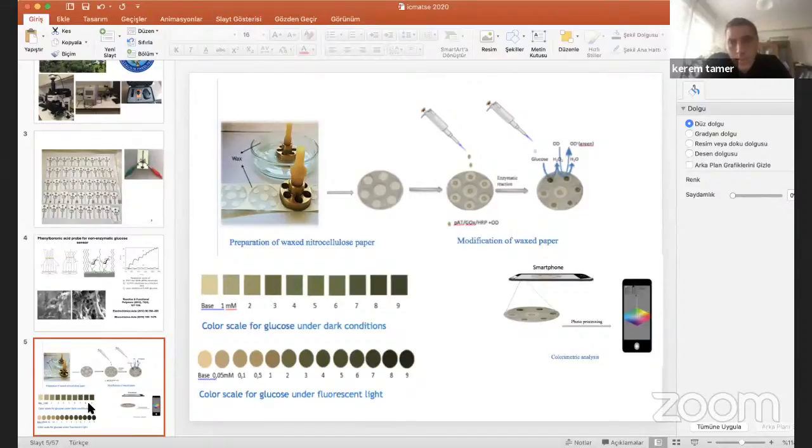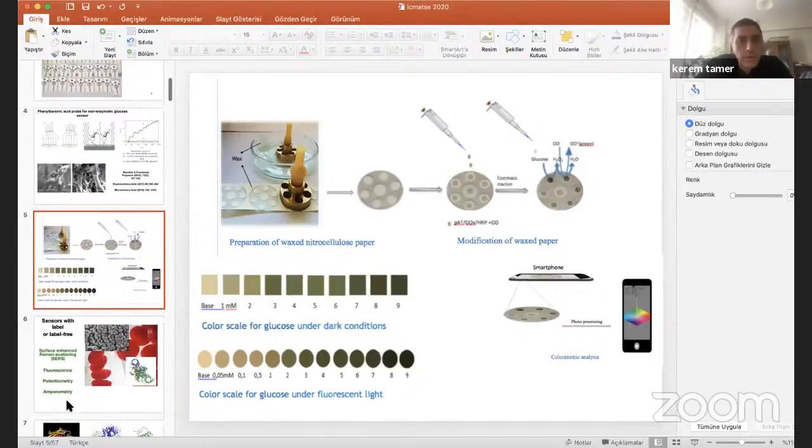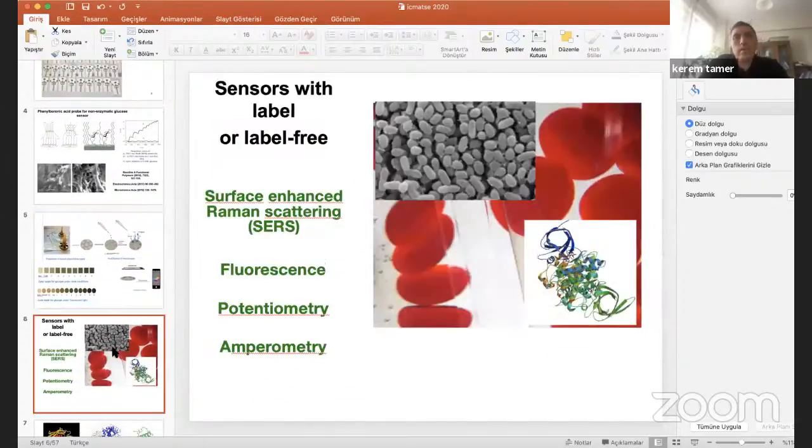As you can see, using this paper surface substrate, you can change the color of the paper using some enzyme actually. Then image processor system can be used. But today I'm focused on our SERS-based technique actually. Why we are prefer this technique?